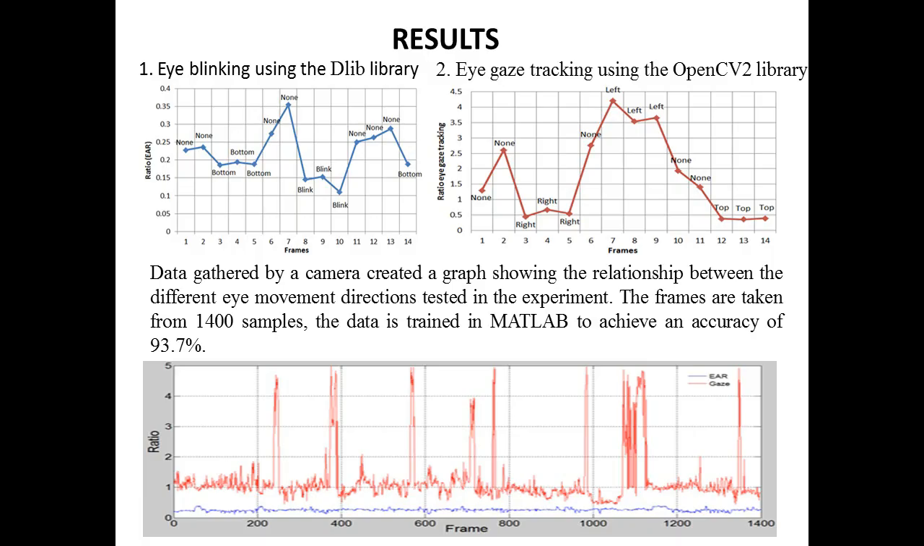Results: 1. Eye blinking using the DLib library. The x-axis is frames and the y-axis is the eye aspect ratio. 2. Eye gaze tracking using the OpenCV library. The x-axis is frames and the y-axis is the eye gaze tracking ratio.